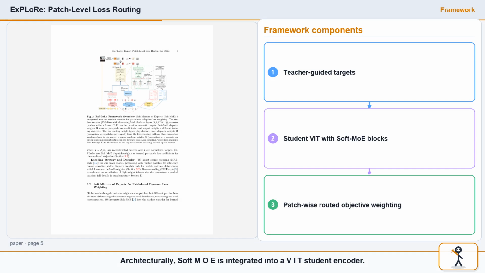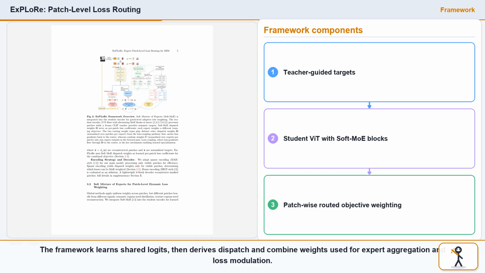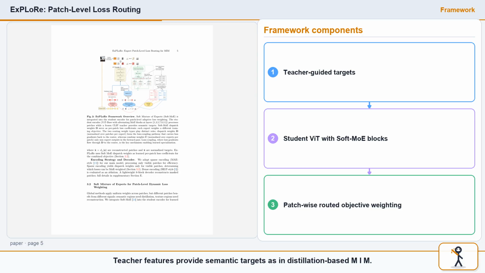Architecturally, Soft-MoE is integrated into a ViT student encoder. The framework learns shared logits, then derives dispatch and combine weights used for expert aggregation and loss modulation. Teacher features provide semantic targets, as in distillation-based MIM.